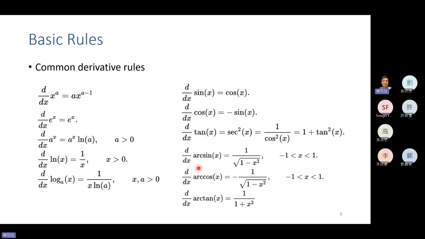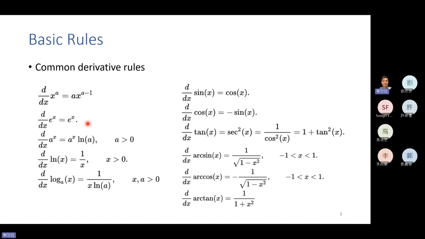So here are the basic rules. You can use the definition of derivative to derive those functions. The first one is the most basic. The derivative of x to the power of a becomes a multiplied by x to the power of a minus 1. So basically, you move the power number out as a constant, and then subtract 1 from the original power.